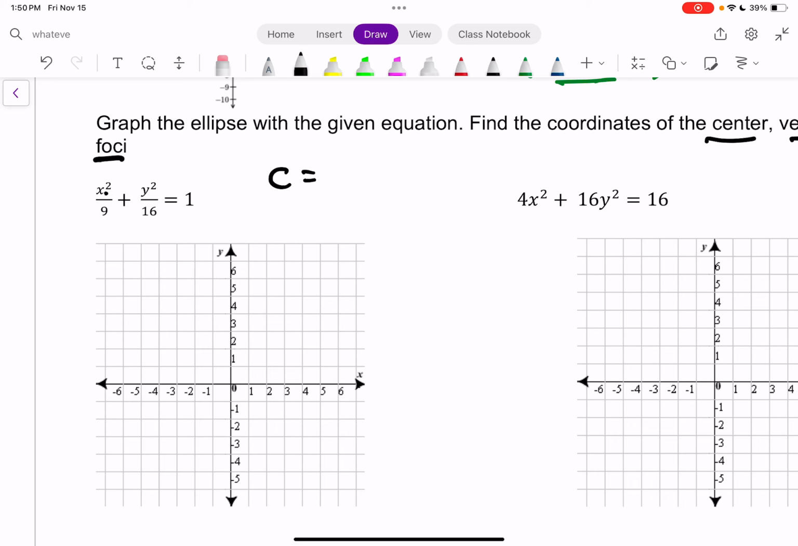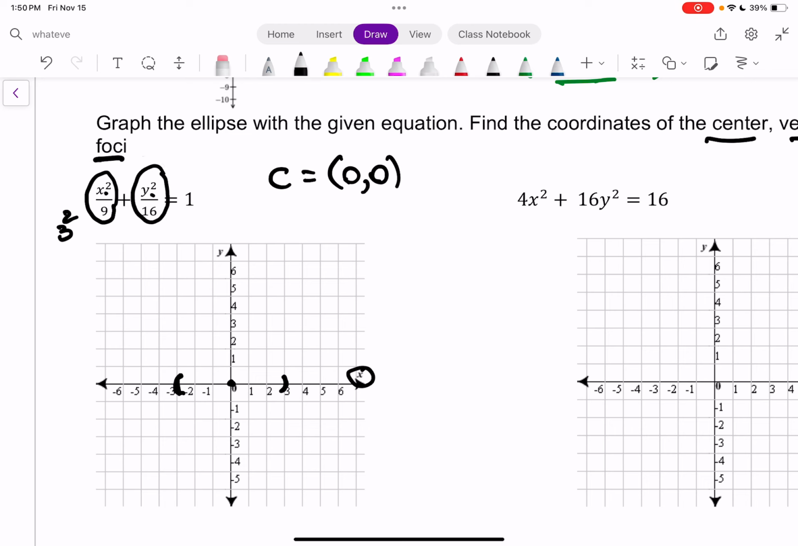So I'm looking, is something subtracted from x or y? No. So therefore, the center is going to be at 0, 0. That's where I start my counting. Now, all you have to do is look at what is under x. What's under x is a 9, and 9 stands in for 3 squared. So therefore, in the x direction, I'm going to go 3 units to the right and 3 units to the left of the center.